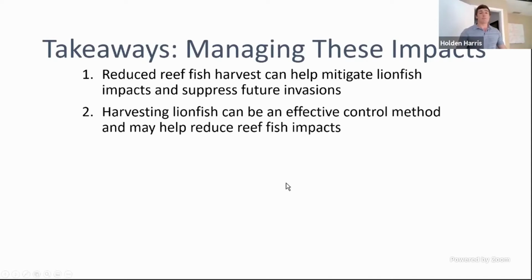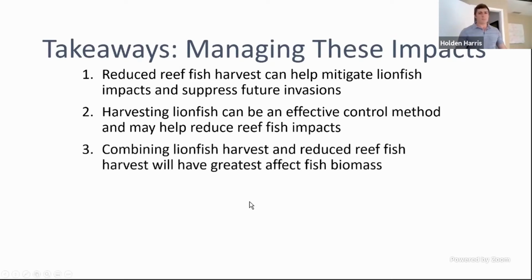And that harvesting lionfish is indeed an effective control method based on our simulations in the model. And really the best approach to this is a holistic strategy of combining reduced reef fish harvest and also lionfish control.